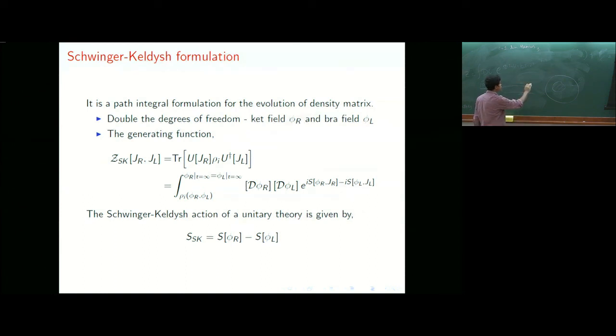One field flows in the forward time direction, which we call the ket field phi r, and the other flows along the backward time contour, which we call the bra field phi l. The path integral is given by d phi r, d phi l, and this. Effectively we get an action that we call the Schwinger-Keldysh action, given by S of phi r minus S of phi l. One may naively guess that these two fields, phi r and phi l, are independent, but that is not quite true, because these fields are identified at time t equals infinity.